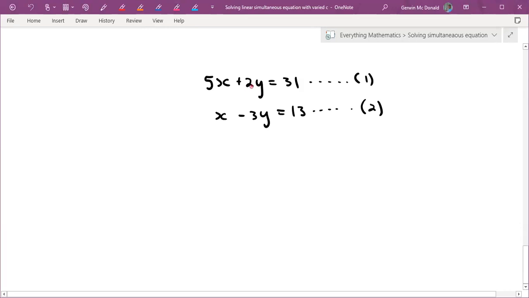As is here, there is a 2 here, and there is a 3. I want them to be the same. So again, I multiply by opposite factors. So I multiply the top by 3, and I multiply the bottom by 2. That will help to make both of them the same.